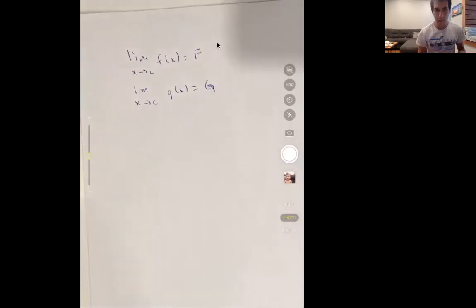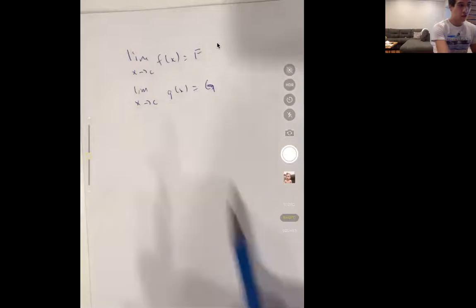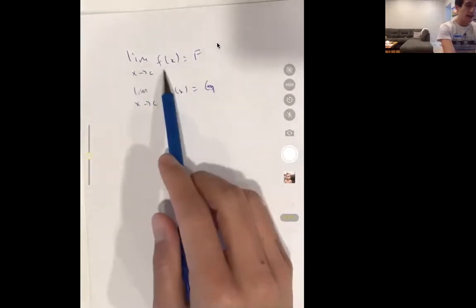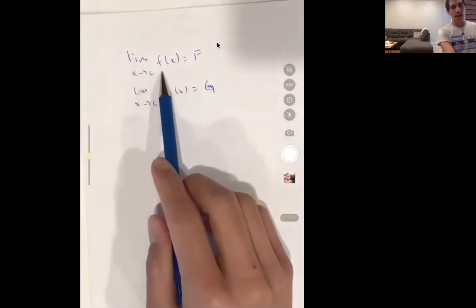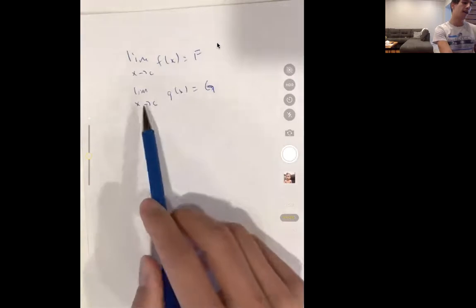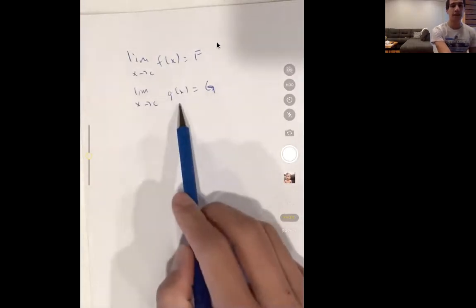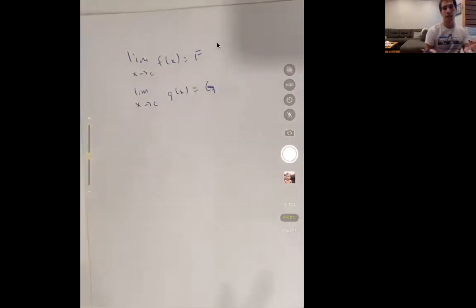Okay, this video is about properties of limits. So let's say that we have two functions f and g, and we know that as x is approaching c, f of x approaches capital F, and as x approaches c, g of x approaches capital G. So the assumption is that I know that these functions have limits, and I know what the limits are.